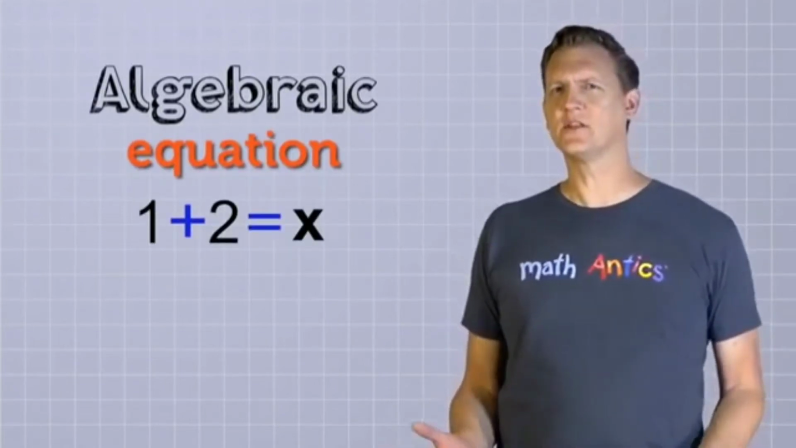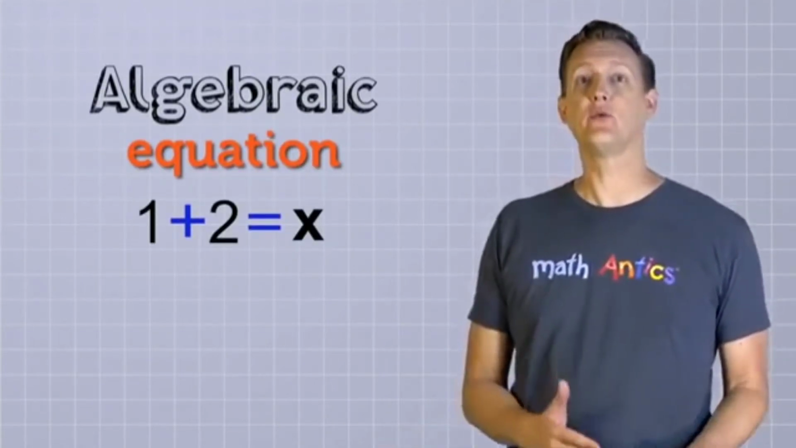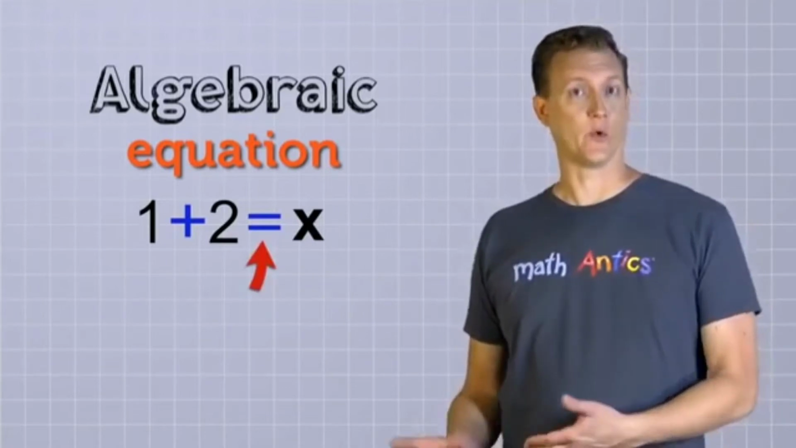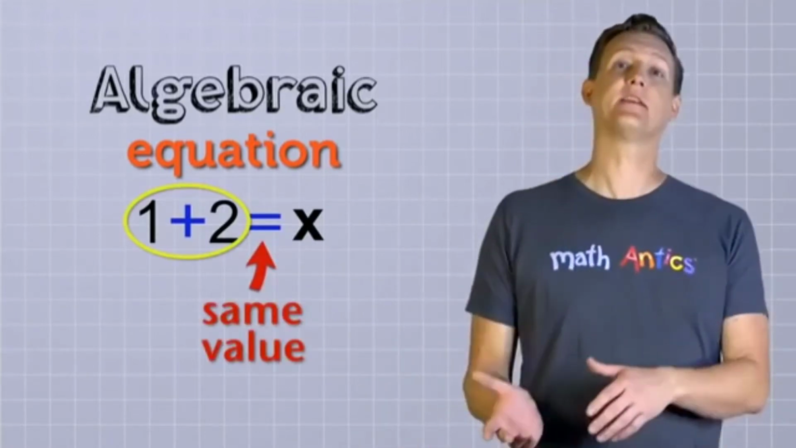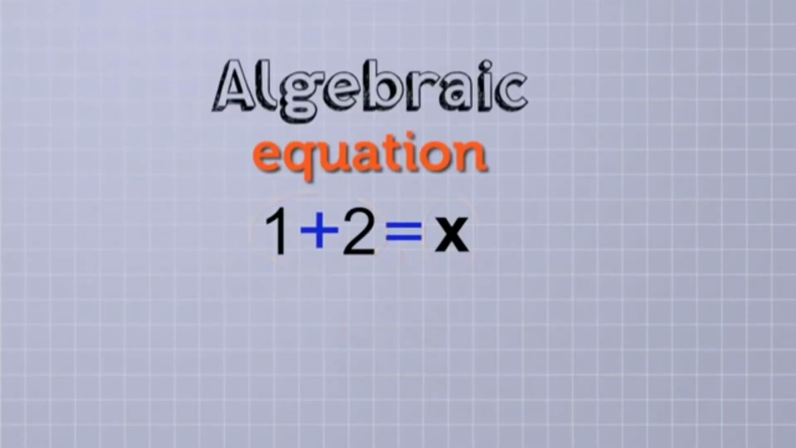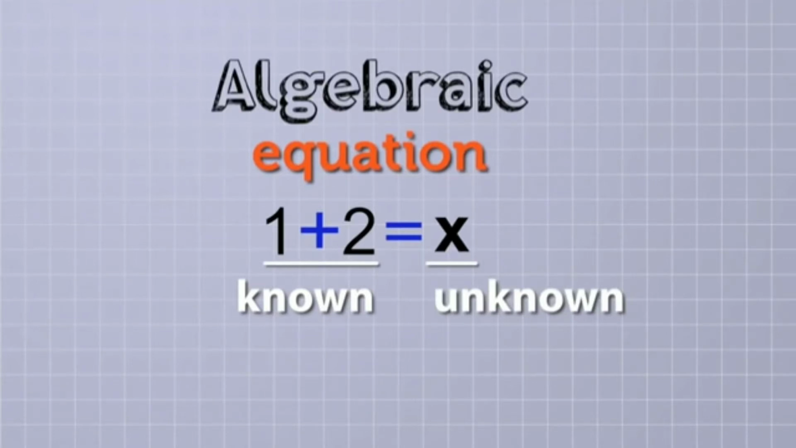An equation is just a mathematical statement that two things are equal. An equation says the things on this side of the equal sign have the same value as the things on the other side of the equal sign. In this case, our equation's telling us that the known values on this side, 1 plus 2, are equal to what's on the other side, which happens to be the unknown value that we're calling X.